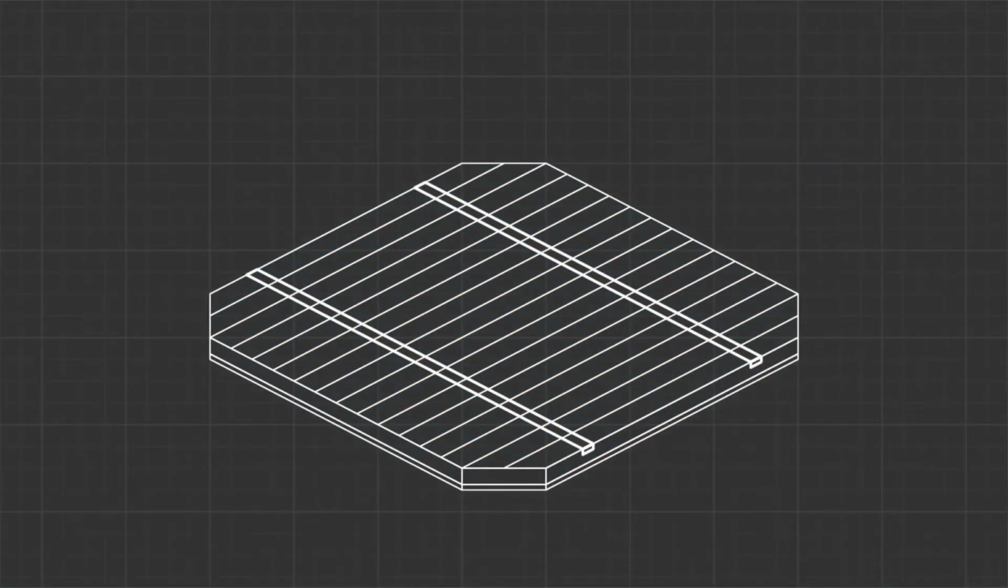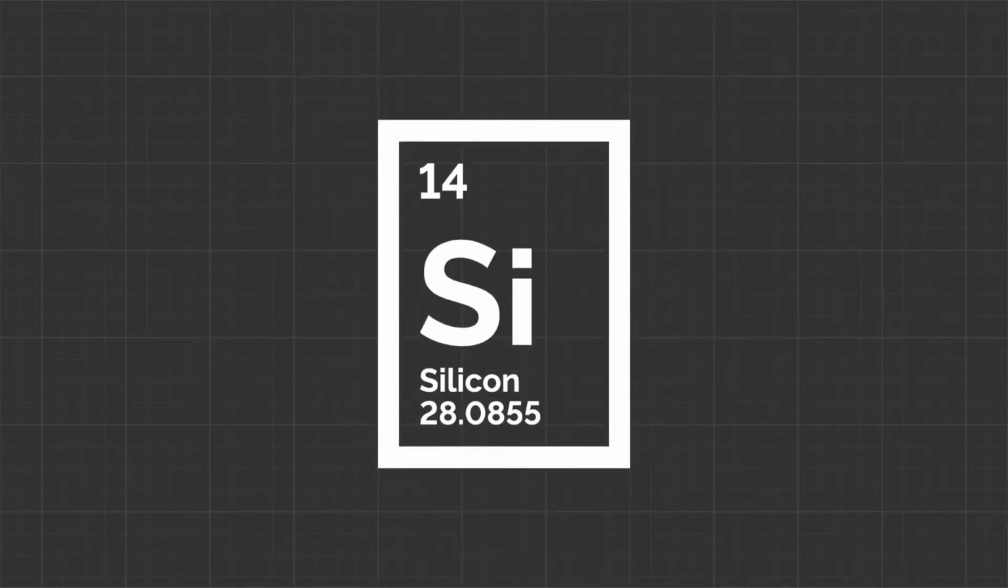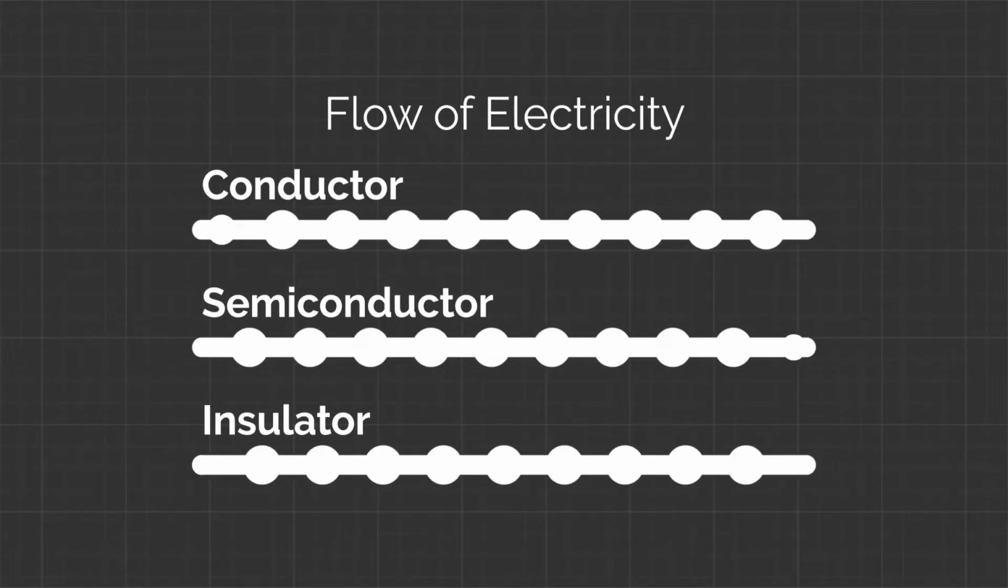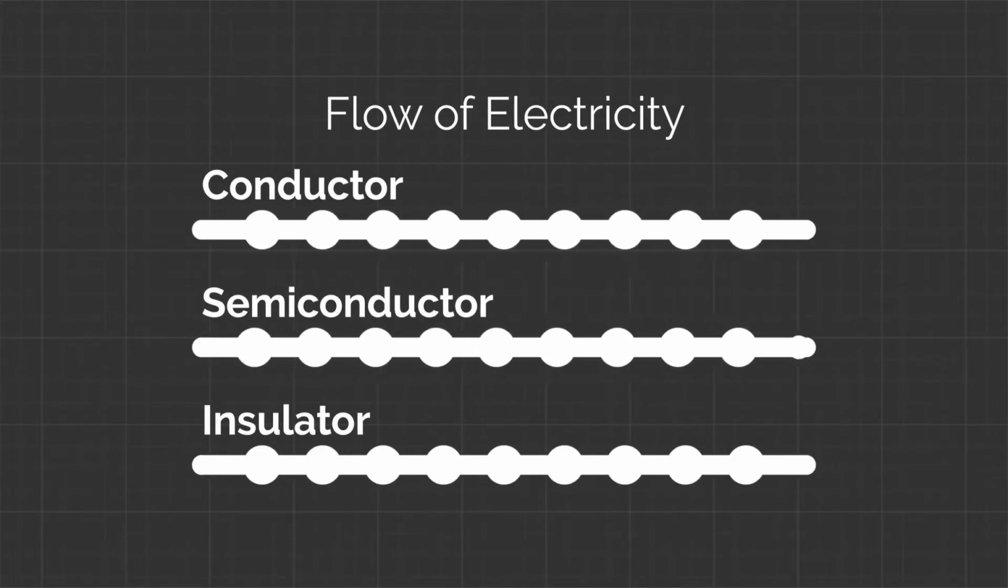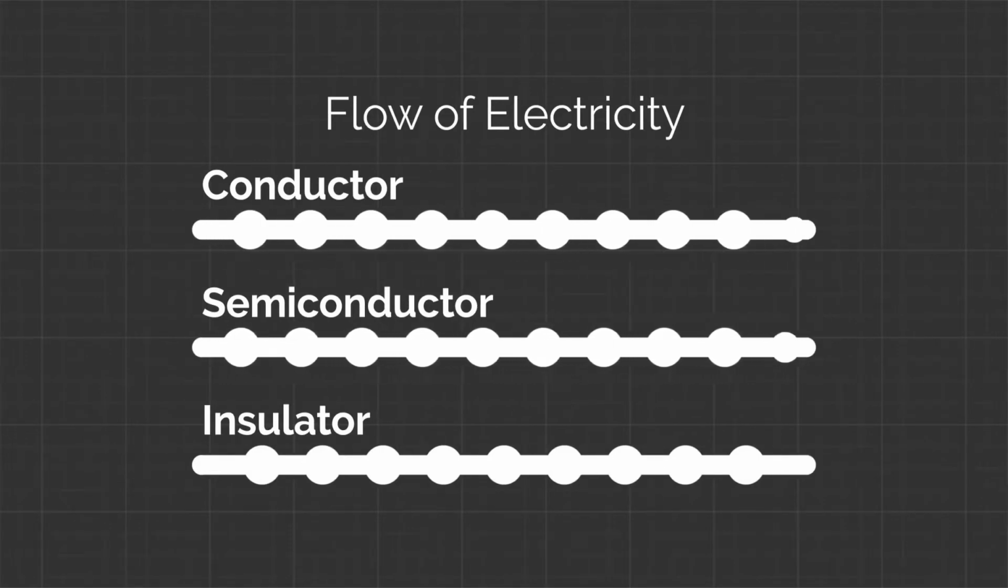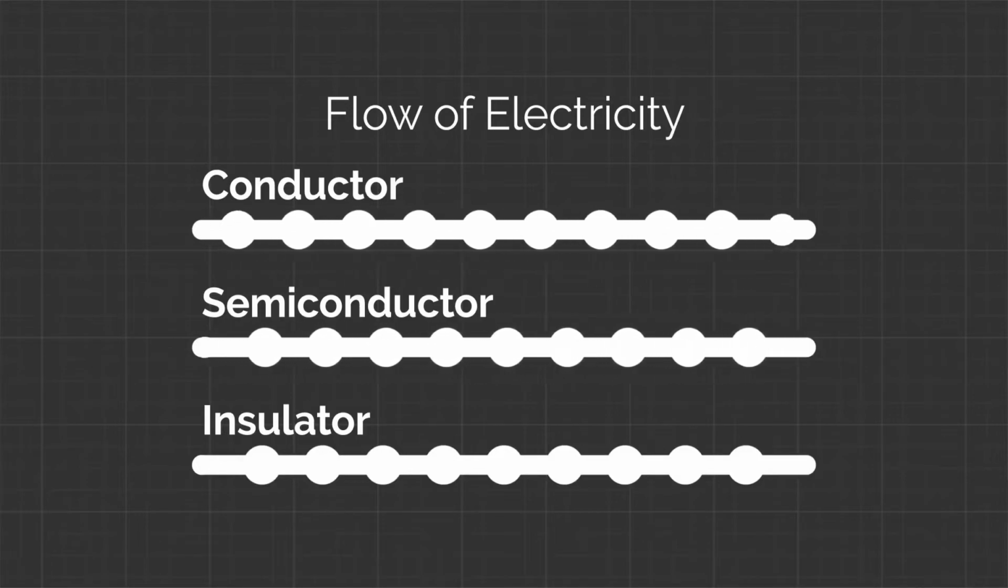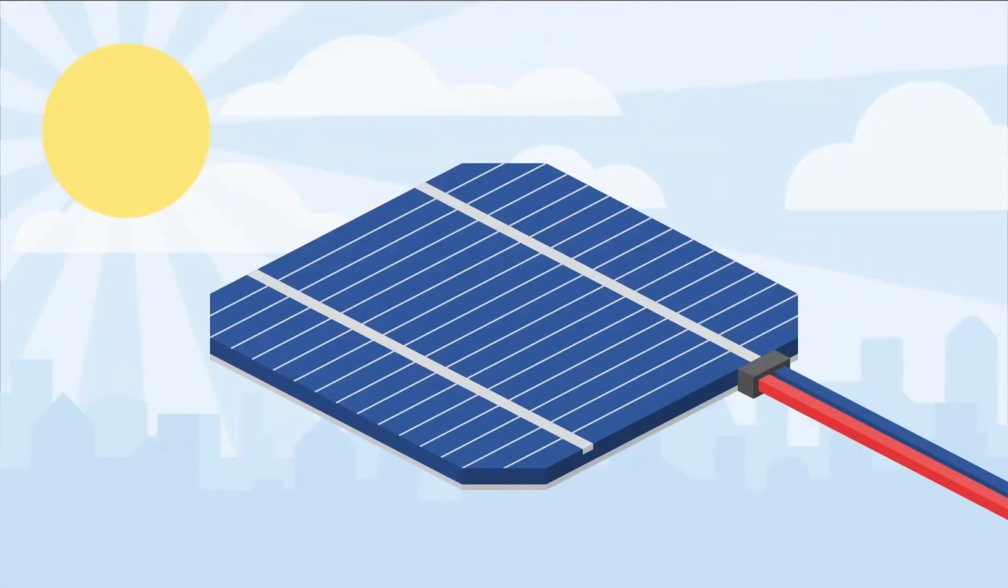The active part of a solar cell is a wafer made of semiconductor material, typically silicon. A semiconductor is a type of material that normally doesn't conduct electricity well, but it can be made more conductive under certain conditions. The semiconductor part of a solar cell has three layers.